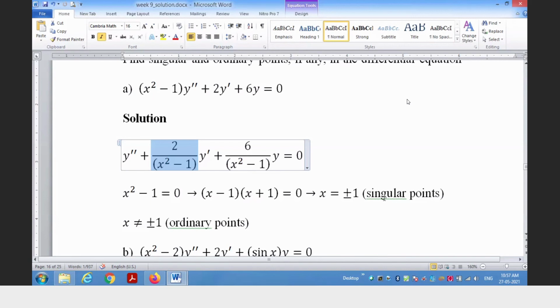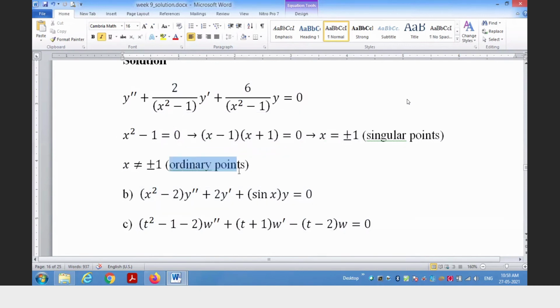That means that this point will make this function undefined. In this case, x equal to plus minus 1. Those are singular points. But when x is not equal to plus minus 1, they are ordinary points. So this is a singular point, the point that makes this function undefined. Other than this, the points are called ordinary points.